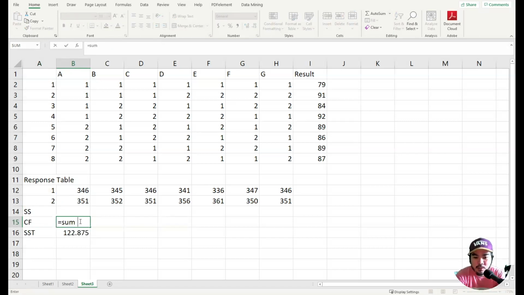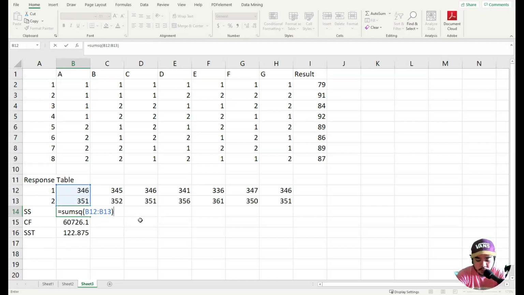My correction factor is the sum of these, squared, divided by the count of these. Then what I do is just subtract this factor, because I'll be using it again. So again, let's do that. The sum square of this is the variation caused by changing the factor of A, because this is level 1, this is level 2.